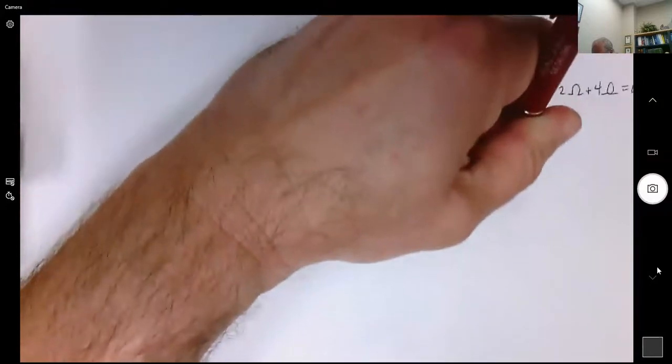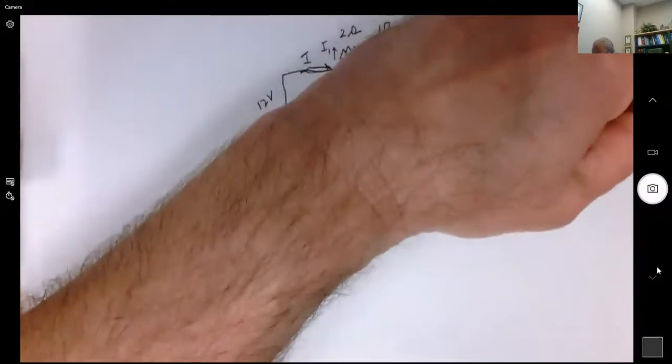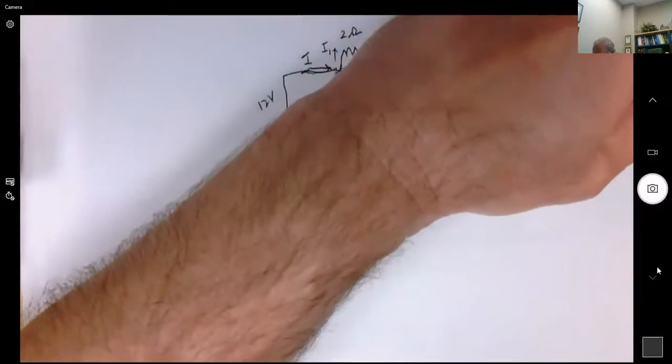And the current in the circuit is just the voltage divided by the total equivalent resistance. That's 12 volts divided by 6 ohms. So that gives me 2 amps.